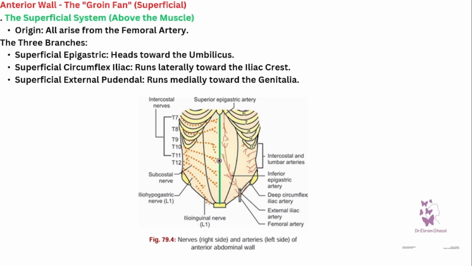About the anterior abdominal wall, there is superficial and there is deep. About the superficial, all arise from the femoral artery. There are only 3 branches: superficial epigastric, superficial circumflex iliac, which any surgeon who has mastered the cesarean section will encounter, and superficial external pudendal, which runs medially towards the genitalia.